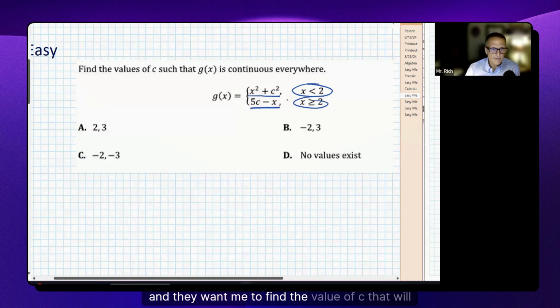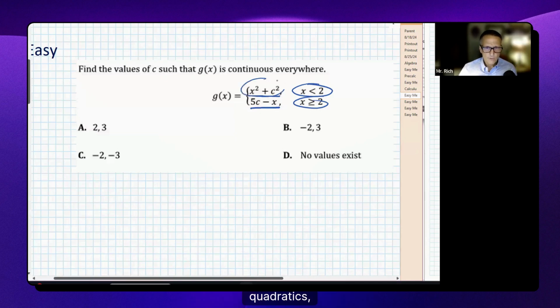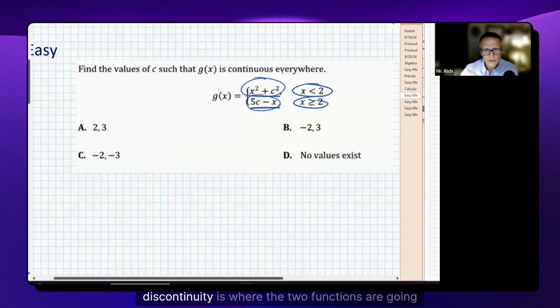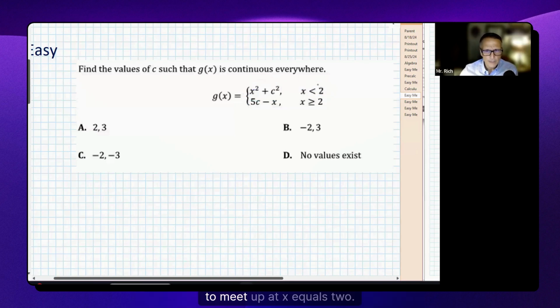And they want me to find the value of C that will make it continuous everywhere. Well, one thing I know, quadratics, linear functions, they are continuous everywhere. So the only place I could possibly have a discontinuity is where the two functions are going to meet up at x equals 2. So what we know is this.